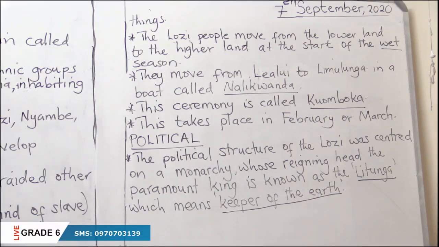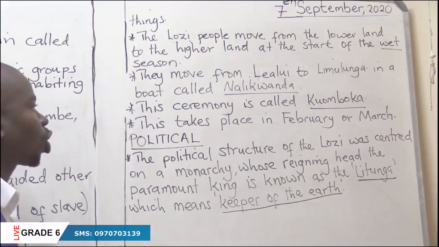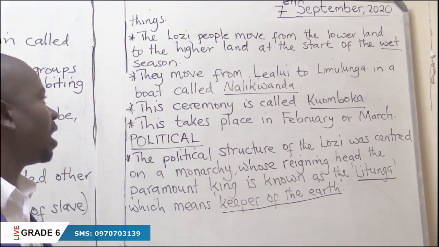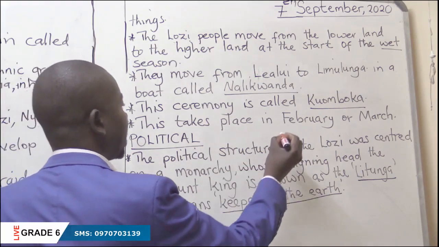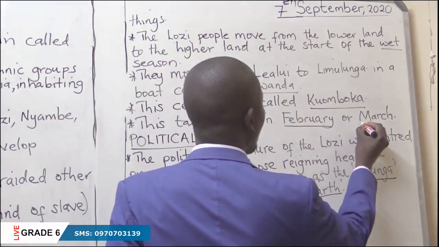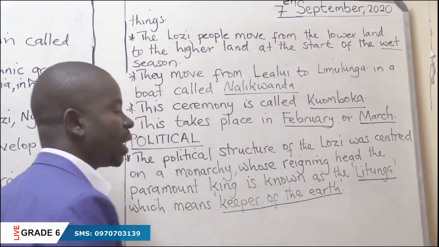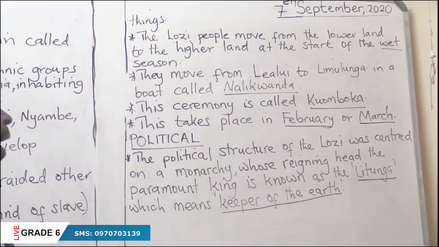The Lozis move from Lealui to Limulunga in a boat called Nalikwanda. This movement takes place in February or March.